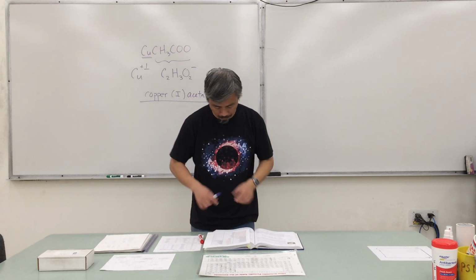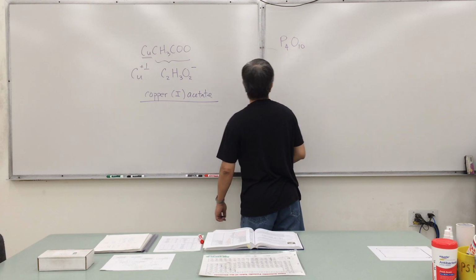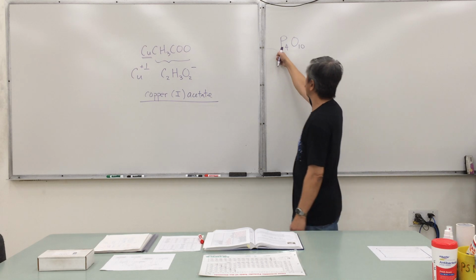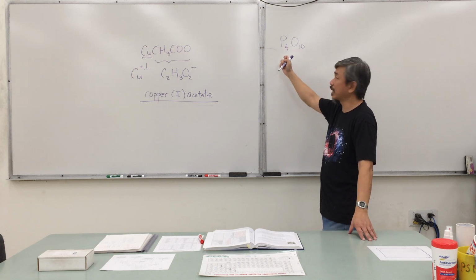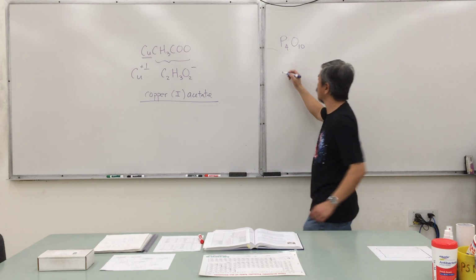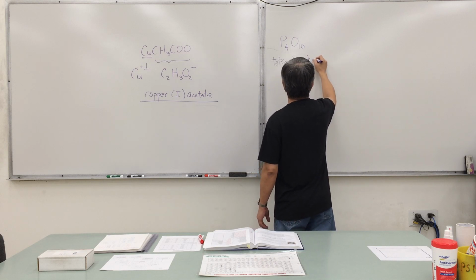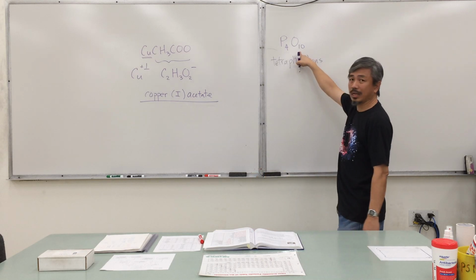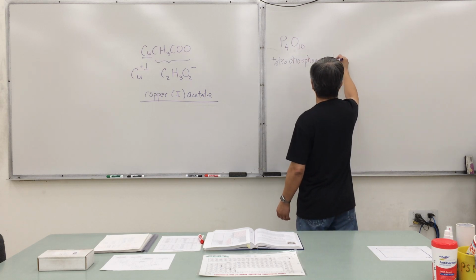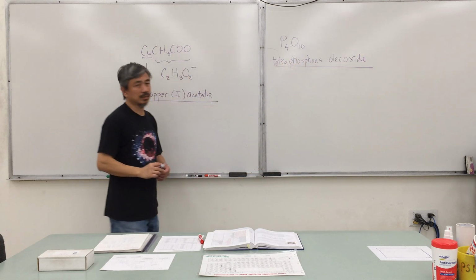Let's try one more. So this looks pretty complex. 14 atoms together, but I don't have a metal. So this is really just a type 3 binary, non-metal, using prefixes. So this is 4 phosphorus, so 4 is tetra phosphorus. Now this is 10, which is deca, but because oxygen is what follows it, we cannot drop the A. So this is decaoxide. Okay? So tetraphosphorus decaoxide.